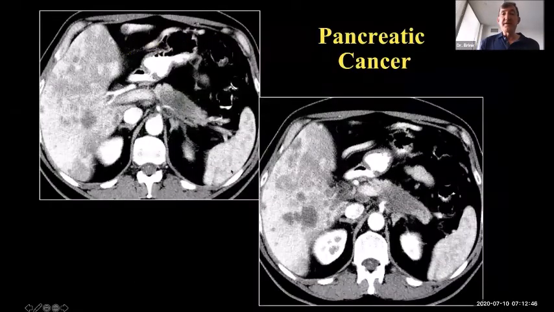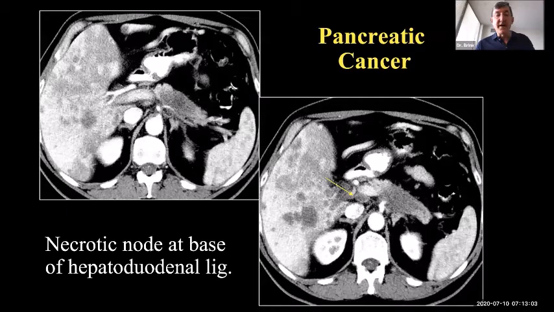Which brings us to this patient, a patient with pancreatic cancer, a very ugly invasive mass in the pancreatic tail, extensive hematogenous metastases. But does anyone see the involved node at the base of the hepatoduodenal ligament? You can see it right here. It's not enlarged by size criteria, but we know it is involved with tumor because of the central low attenuation within it, similar to the primary tumor as well as the metastases.